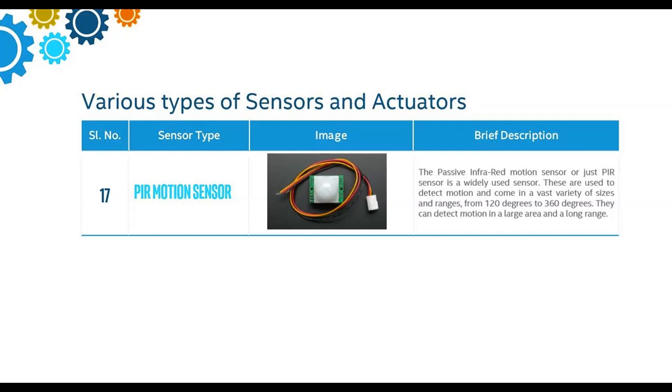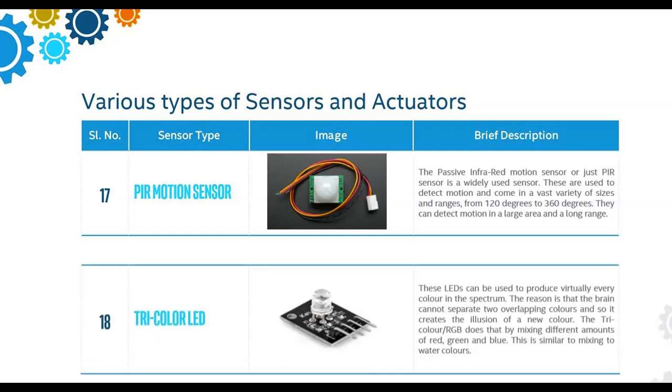We have the PIR sensor, that is nothing but a passive infrared sensor, or just a PIR sensor, a widely used sensor. These are used to detect motion, and come in a vast variety of sizes and ranges. From 120 degrees to 360 degrees, they can detect motion in a large area and a long range. The PIR sensor is mostly used to detect the movement of a human body in any sort of application. We can use it for a jewelry shop and home automation systems.